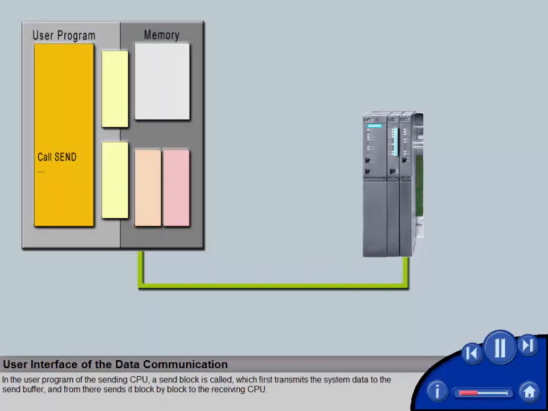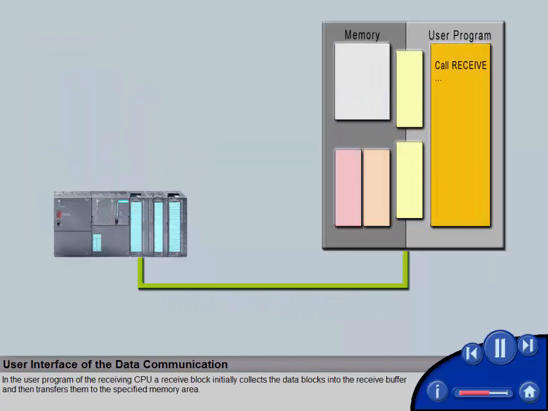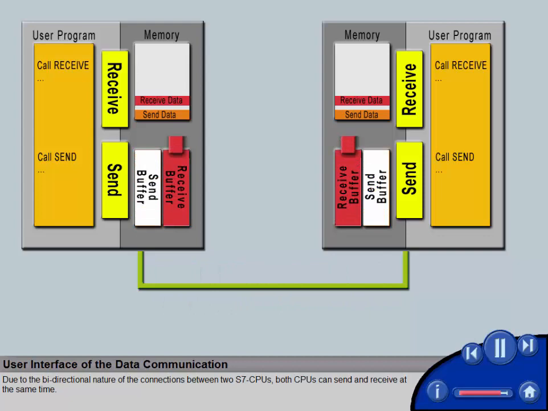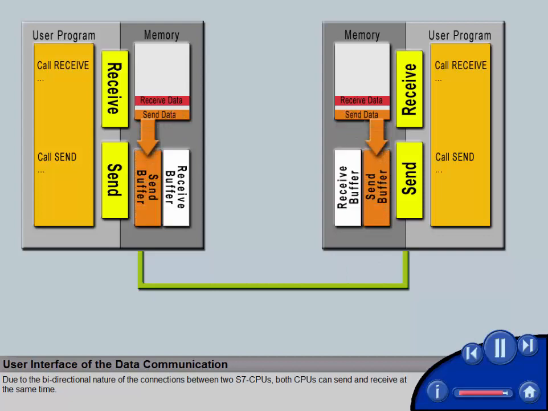In the user program of the sending CPU, a send block is called, which first transmits the system data to the send buffer, and from there sends it block by block to the receiving CPU. In the user program of the receiving CPU, a receive block initially collects the data blocks into the receive buffer and then transfers them to the specified memory area. Due to the bidirectional nature of the connections between two S7 CPUs, both CPUs can send and receive at the same time.